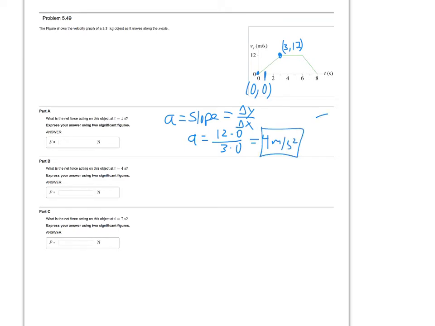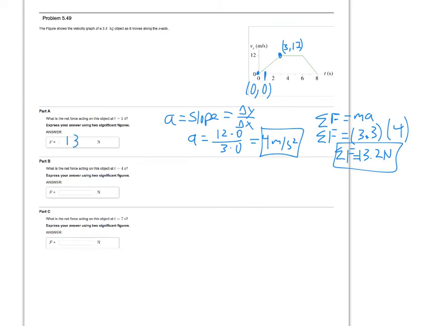Net force is another way of saying sum of the forces. So that's just equal to mass times the acceleration. So my net force here is going to be my mass, which is 3.3, times my acceleration, which is 4. And so I get a net force here of 13.2 newtons. Rounding to 2 sig figs is just 13 newtons.